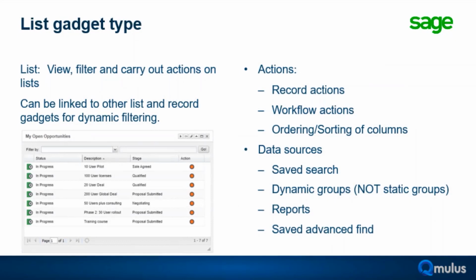We will now move on to the list gadget. The list gadget naturally displays a list of grouped records, and the actions available on this gadget include workflow, record, ordering, sorting of columns. What is special about this gadget is the ability to link to another list or record summary gadget to achieve dynamic filtering. This gadget's data sources are reports, saved search, dynamic groups, and saved advanced find. We will be using this gadget when we create our dashboard a little later.